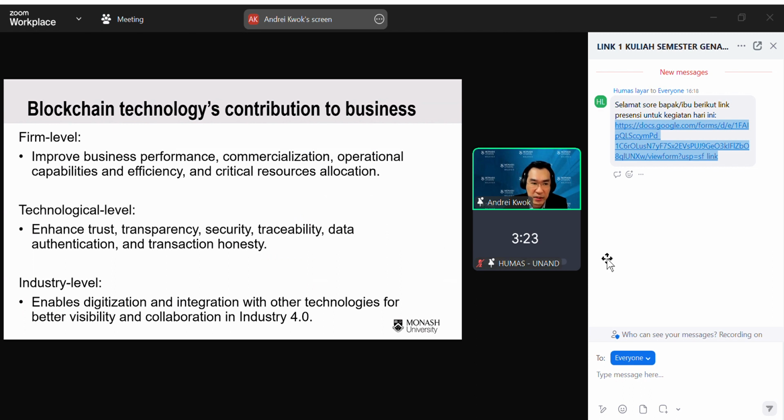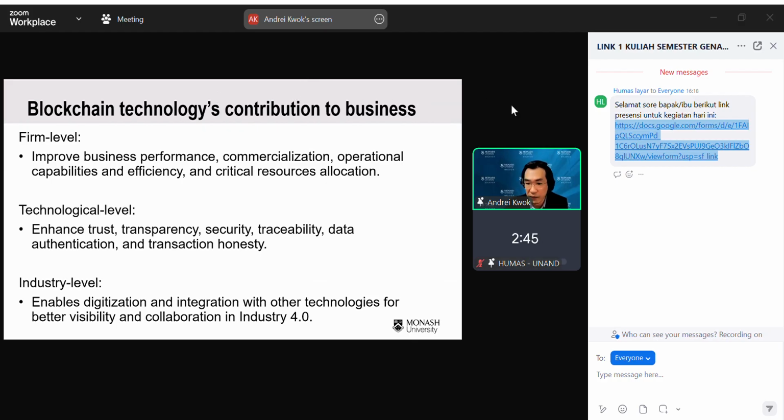So what we have found is that at the firm level, most of these studies actually look into how blockchain improves the business performance. They look into commercialization, operational capabilities and efficiency, and also the critical resource allocation. But at the technology level, we focus on the characteristics of the technology. It does enhance the trust. It provides transparency, security, traceability, data identification, and also transaction honesty. And at the industry level, we are looking at enabling the digitalization and integration with other technologies.